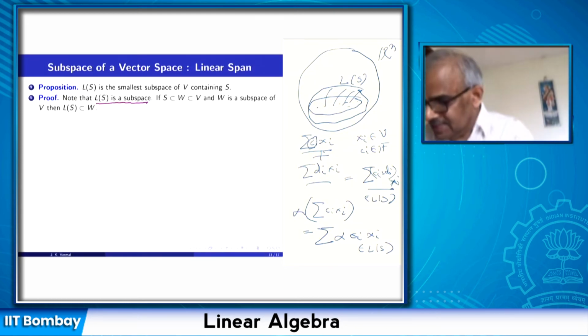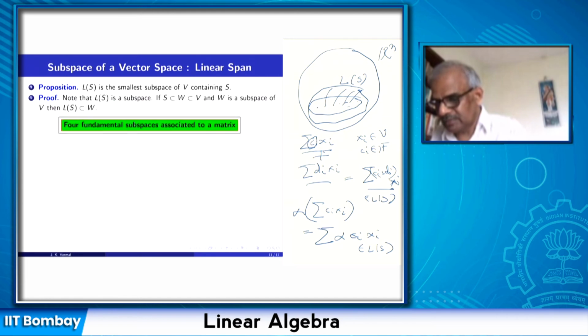So L(S) is a subspace, and if W is a subspace of V which contains S, then W is closed with respect to taking linear combinations because W is a subspace. So W is going to contain L(S). The linear span of S is contained in W, because W is a subspace which contains S and is closed with respect to addition and scalar multiplication. So every subspace of V containing S contains L(S). L(S) is itself a subspace, and therefore L(S) is the smallest subspace of V containing S.